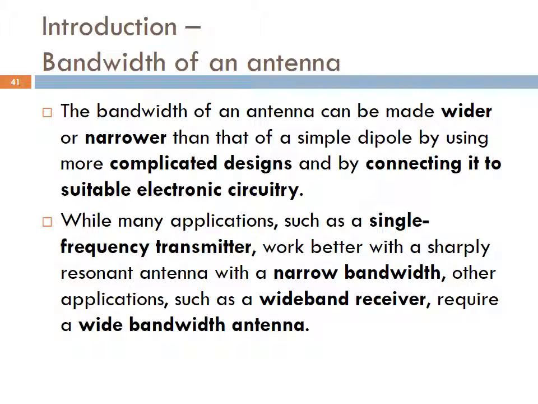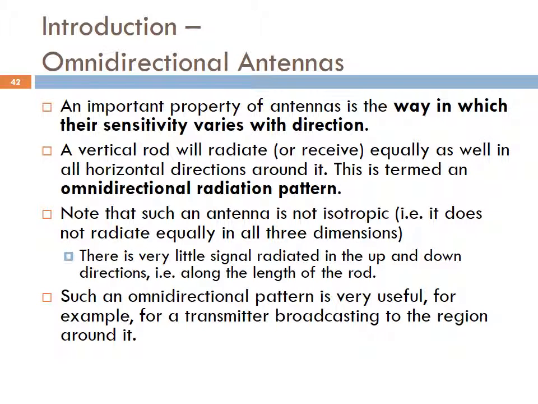The bandwidth of an antenna can be made wider or narrower than that of a simple dipole by using more complicated designs and by connecting to it suitable electronic circuitry. While many applications such as a single frequency transmitter work better with a sharply resonant antenna with a narrow bandwidth, other applications such as a wideband receiver require a wide bandwidth antenna.